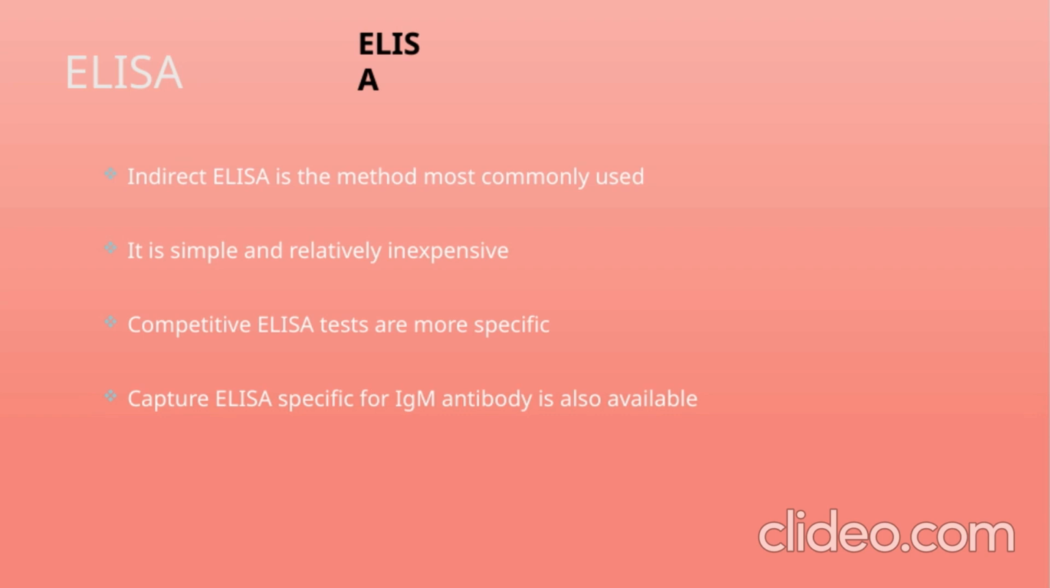Additionally, there's a specific type called capture ELISA, which is tailored for detecting IgM antibodies. This method is particularly useful when we want to identify early-stage infections, as IgM is often the first antibody produced in response to an infection. Overall, ELISA is a versatile tool, and choosing the right type depends on the specific requirements of the test, whether it's simplicity, cost, or specificity.